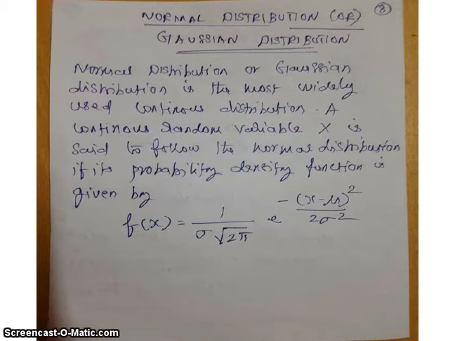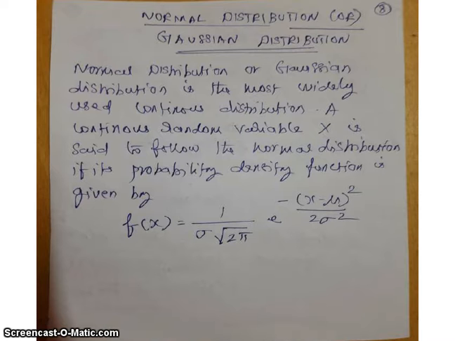Continuous data is obtained by measurement, measuring a temperature, measuring your length, measuring your weight. So all this data obtained through measurement is called continuous data. So the normal distribution is used for continuous data.